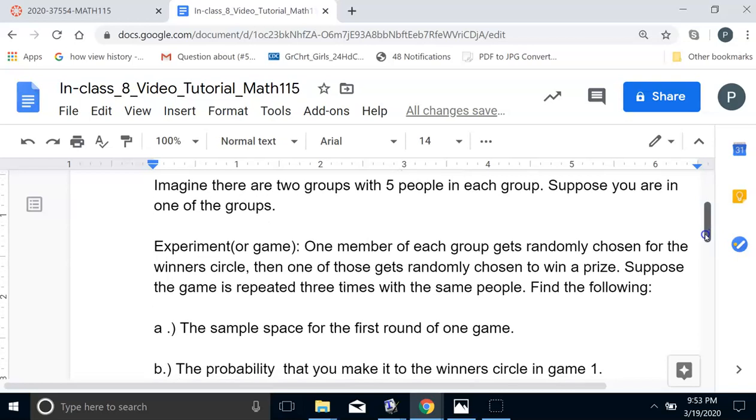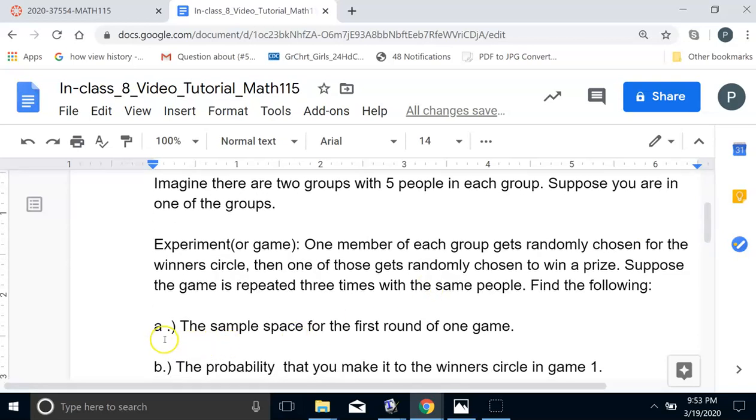So A is the sample space, so let's look at that one. For easy notation, let G1 be defined to be game 1, G2, let's define that to be game 2, and G3, it will be game 3. Okay, so let's look at the sample space.